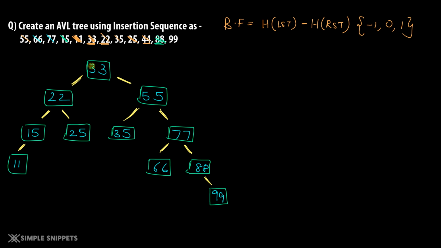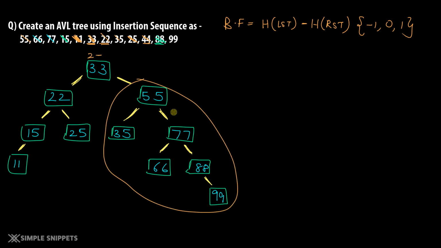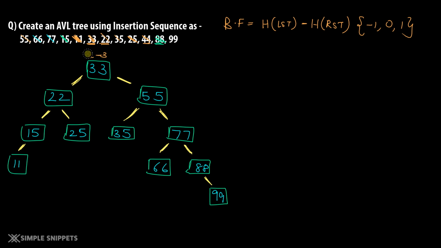So calculating the balance factor, the height of the left subtree 2 minus the height of the right subtree. The longest path is 1, 2, 3. So no problem at the top. 2 minus 3 is minus 1. The left subtree of 33 is already balanced. There is no need to mess over here. The insertion happened towards the right.